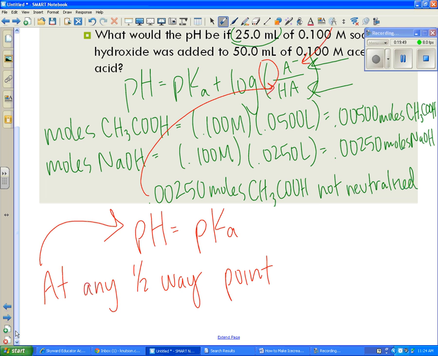Yes, except for the ones where the pH is 7. So if we calculate pH, pH is going to be equal to the negative log of the Ka, which is 1.8 times 10 to the minus fifth. What is the pH?